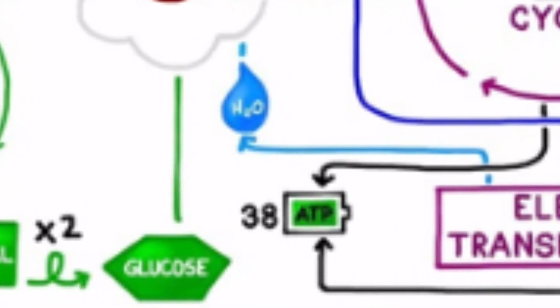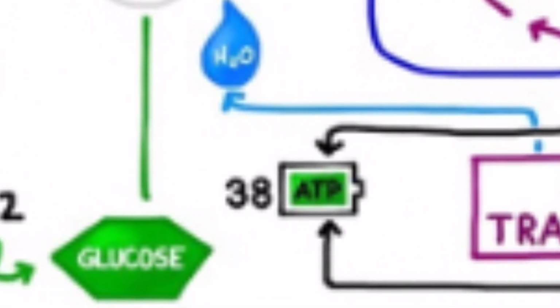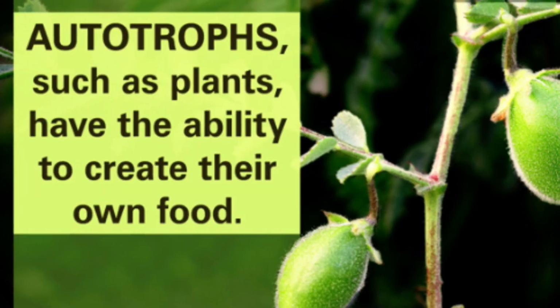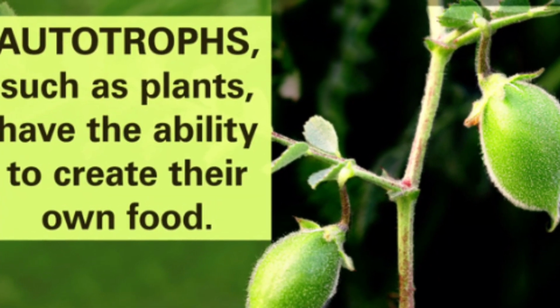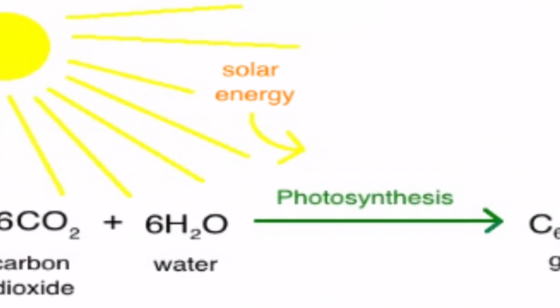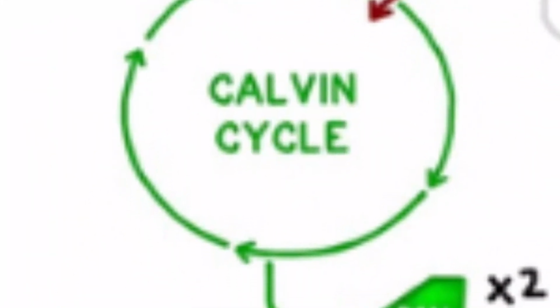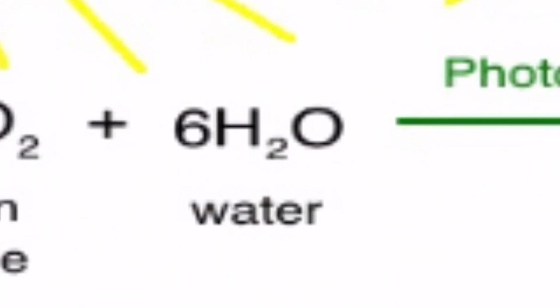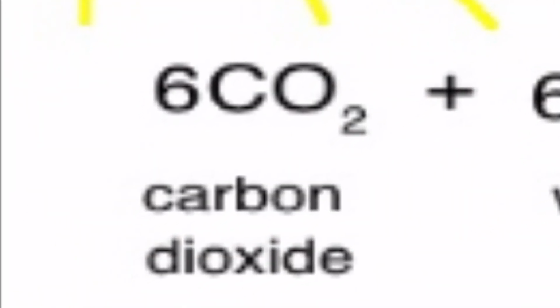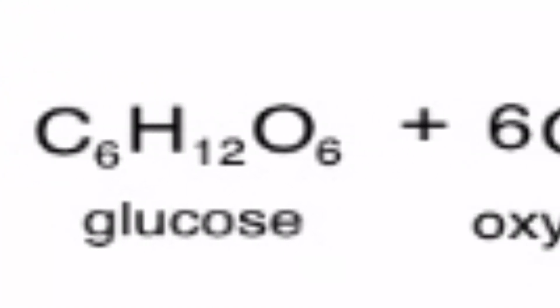Energy's important for autotrophs. How does it happen? In photosynthesis, light reactions and the Calvin cycle cooperate to turn water, light, and CO2 into glucose and O2.